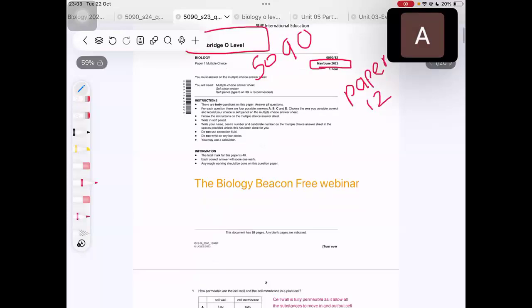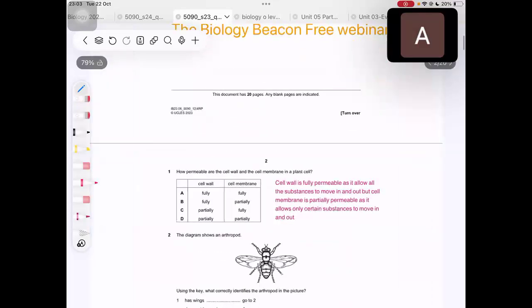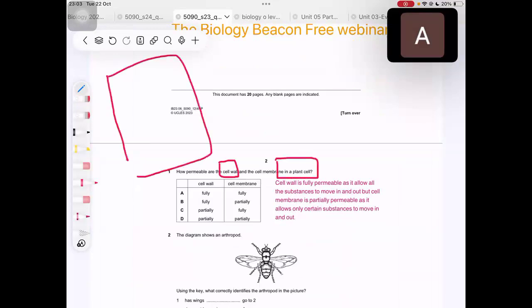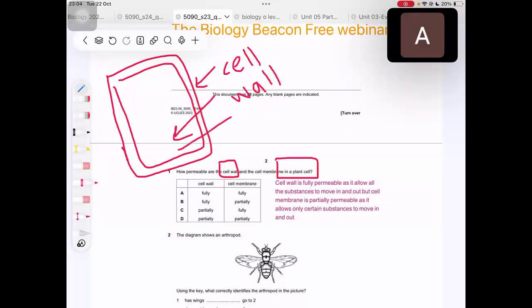All right, let's move on with the discussion. Question number 1: how permeable are the cell wall and the cell membrane in a plant cell? If I draw the cell like this, you know the cell wall is the outermost covering in a plant cell. Inside the cell wall, there is a cell membrane, right? And the cell wall will allow any substance to go in and come out. It basically allows anything to go in and go out.